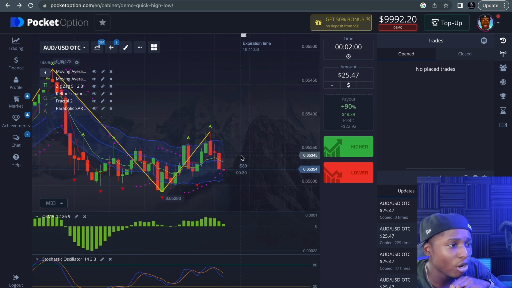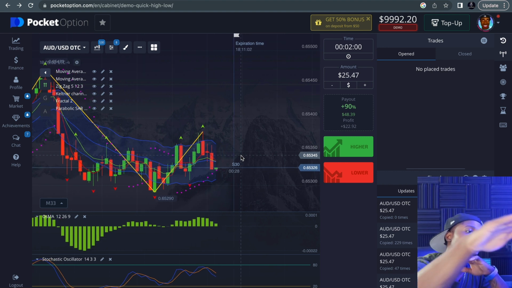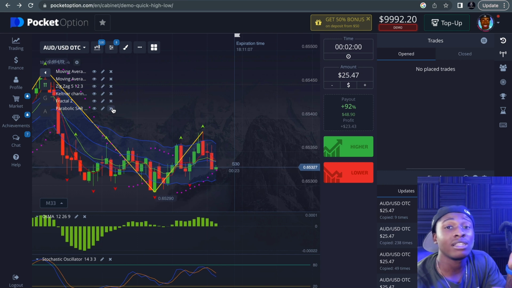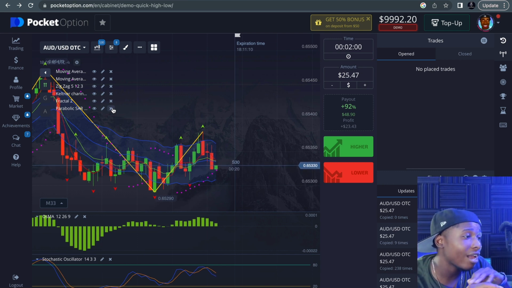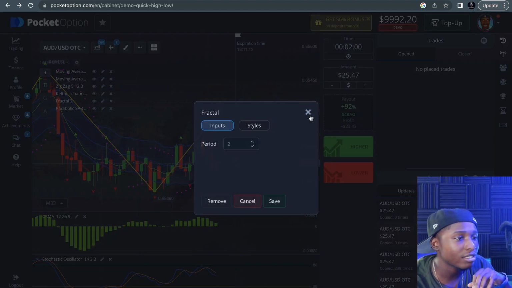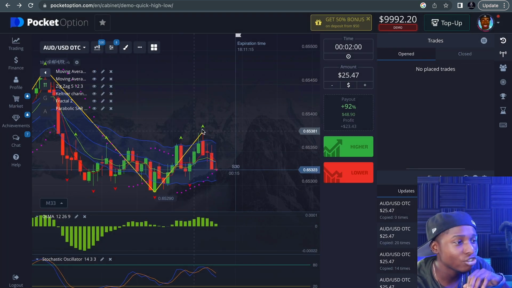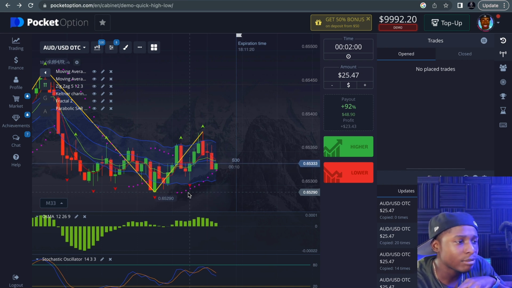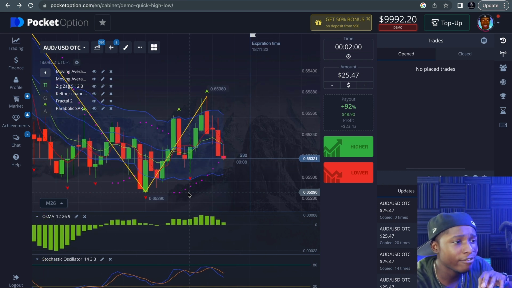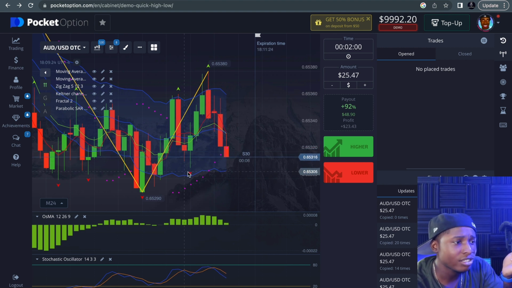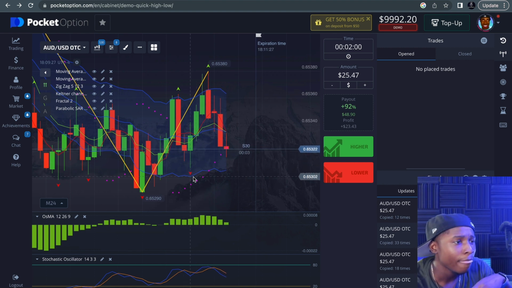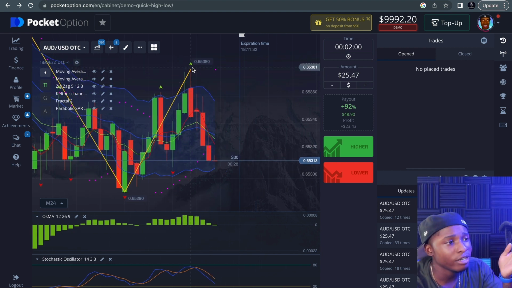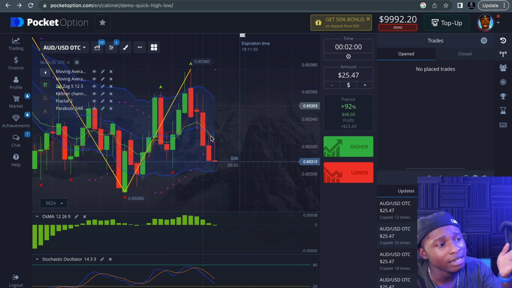So if the Parabolic SAR does open up on the top position, that's when you want to place a down trade for this method. And the indicator that I want to go over with you guys was the fractal. So the fractal is at period 2, and that is these triangles that you see up here, which is going to tell you where this momentum change is happening, if the graph is going to go back down or up or not. So when you see this red fractal at the bottom, it's going to indicate that the momentum is trying to go back up. Same thing with this green fractal at the top. It's going to indicate that it's going back down.